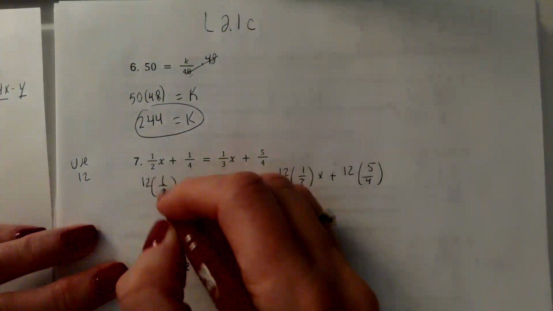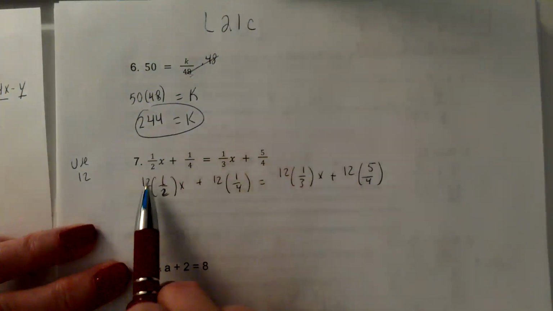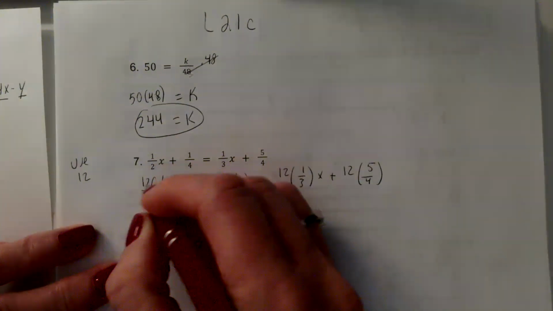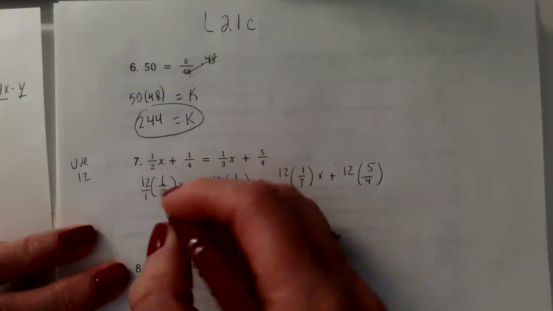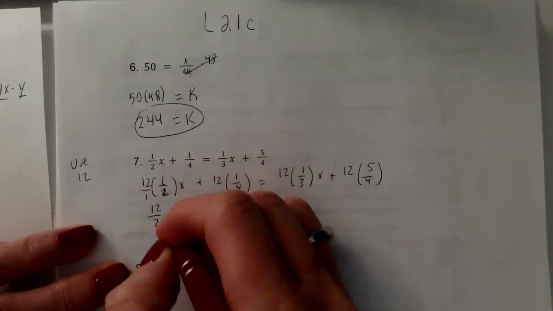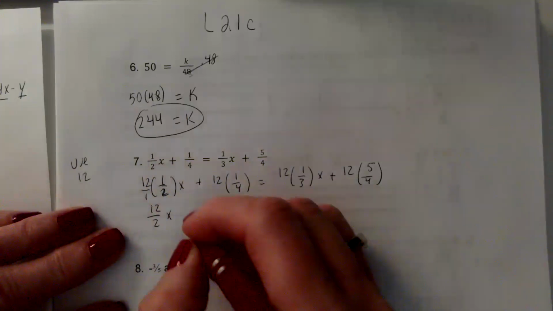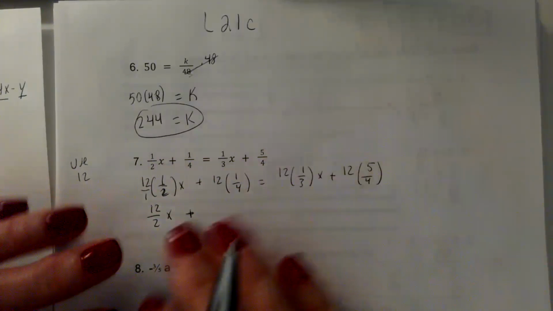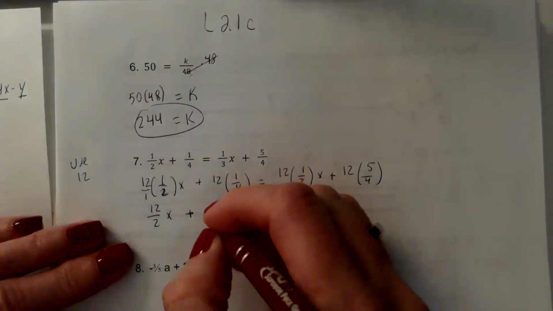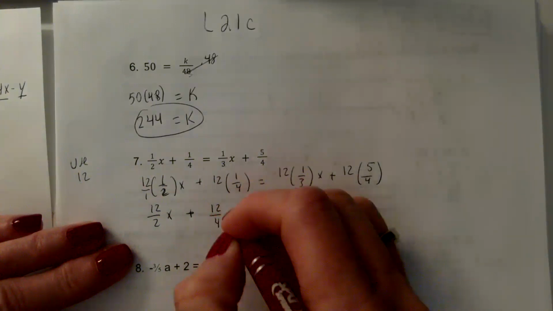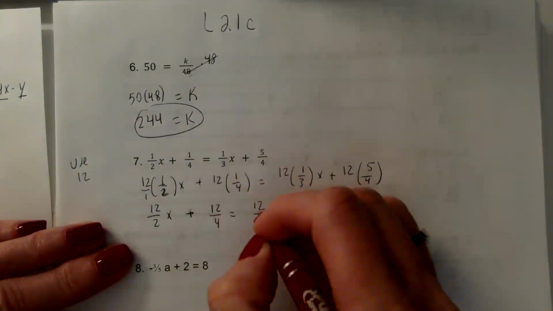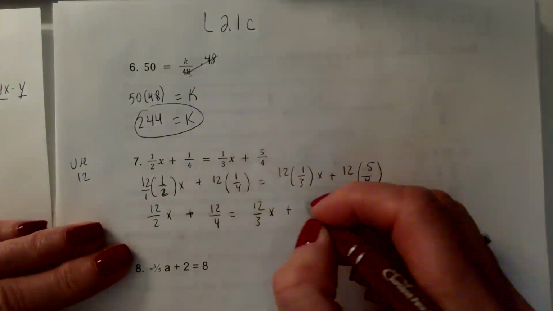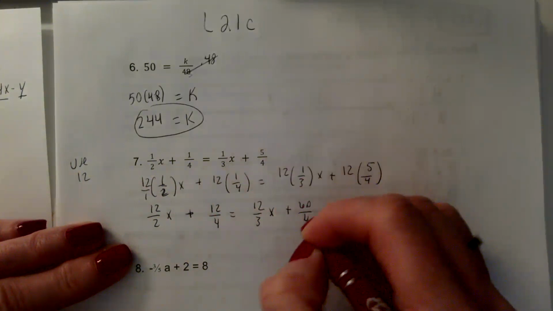So 12 times 1/2 is 12 divided by 2. This does not mean 12 times 1 and 12 times 2. It's just you're multiplying straight across. 12 times 1 and 1 times 2. So this becomes 12 over 2x. I'm kind of going the long route on this one. For some of you, this might seem too long, but I want to show everybody the intermediate steps on this first one. Then this becomes 12 over 4 equals 12 over 3x plus 12 times 5 is 60 over 4.